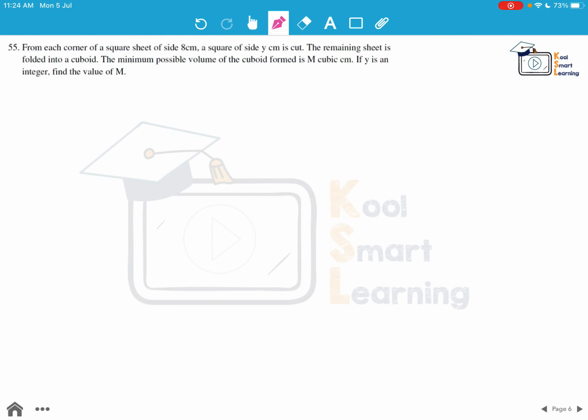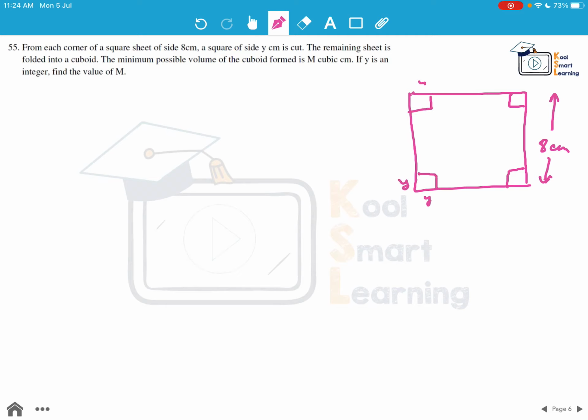So the sum of these angles is 180 degrees. Moving to the last question of this session. From each corner of a square sheet of size 8 centimeter, a square of side y centimeter is cut. So let's just draw it simultaneously. We have this square of side 8 centimeter. From all the four corners, a square of y is cut out, right, from all the four sides.